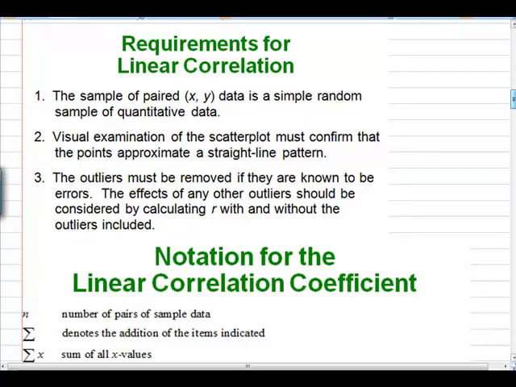Requirements for linear correlation. The sample of paired data, x, y, is a simple random sample of quantitative data. Quantitative means it's numerical. Visual examination of the scatter plot must confirm that the points approximate a straight line pattern. They don't have to be exact, it just has to be close. The outliers must be removed if they are known to be errors. The effects of any other outliers should be considered by calculating R, both with and without the outliers included.